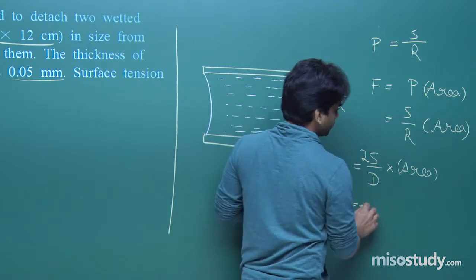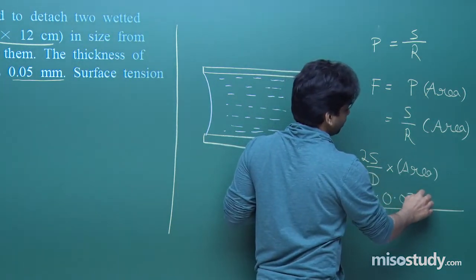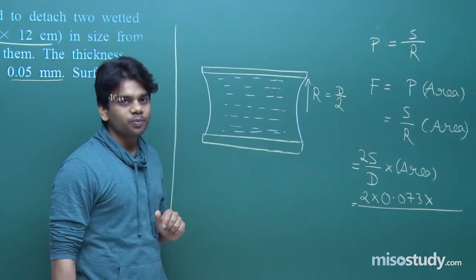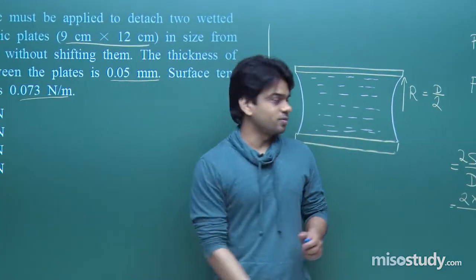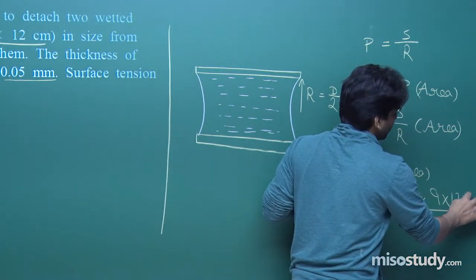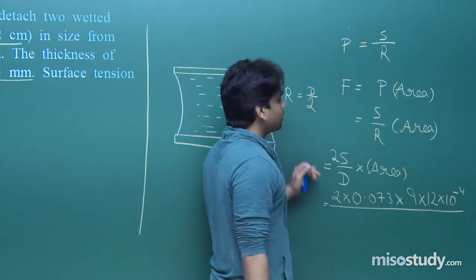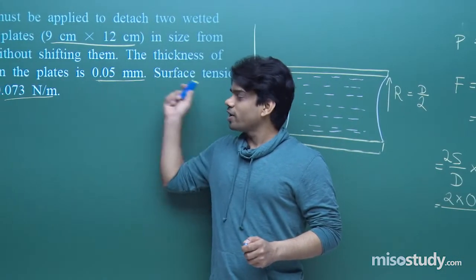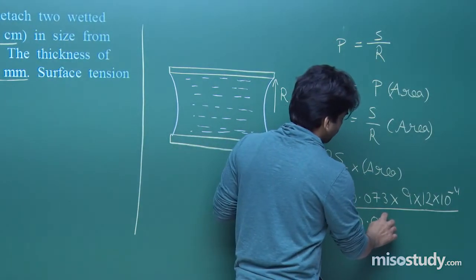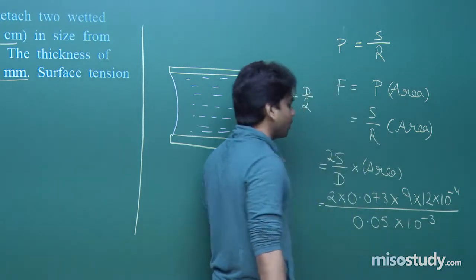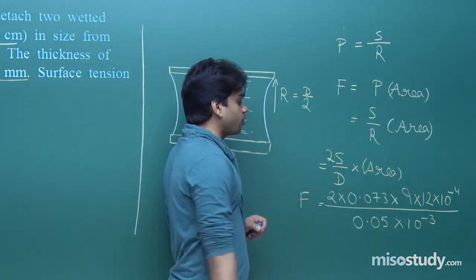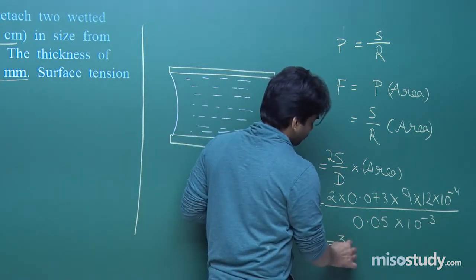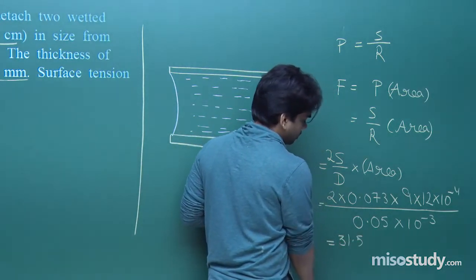Let's put up all the values. Twice the surface tension, 0.073. Multiply with area. The area that will be enclosed, the surface area of the plates, its dimension is given as 9 cm by 12 cm. You can write it in proper SI unit. So, 9 into 12 into 10 to power minus 4 square meter. Divide by the diameter, that is the given thickness, 0.05 mm. So, we can write this as 0.05 into 10 to power minus 3 in proper meter. The calculation portion is left. You can easily solve them, and the answer that you'll be getting after this will be 31.5 Newton.